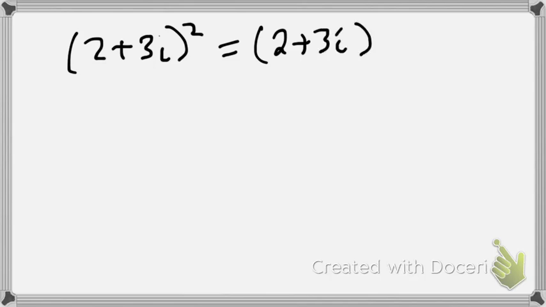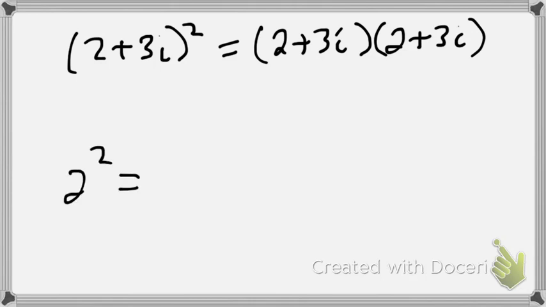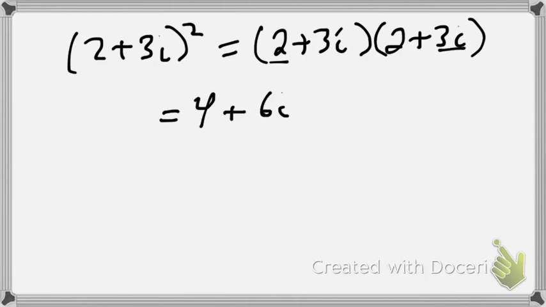Okay, this one, let's do 2 plus 3i squared. So, how would we rewrite this? We're going to rewrite this as 2 plus 3i times 2 plus 3i. Because what's 2 squared? 2 squared would be 2 times 2. So 2 plus 3i squared is going to be 2 plus 3i times 2 plus 3i. Alright, go ahead and FOIL now. First times first. So 2 times 2, that's going to give us 4. And then the outers, 2 and 3i, that's going to give us a positive 6i.